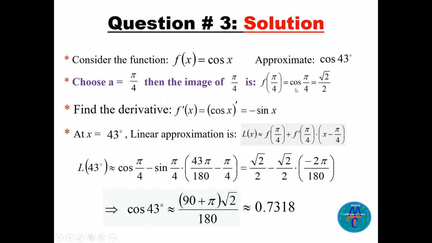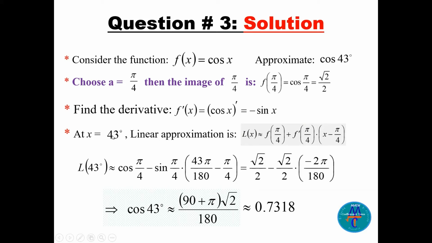F of pi over 4, we know it's square root of 2 over 2. Let's find the derivative of cosine of x, which is minus sine of x. Now x will be 43 degrees. The linear approximation will be L of x equals f of pi over 4 plus f prime of pi over 4 times x minus pi over 4.